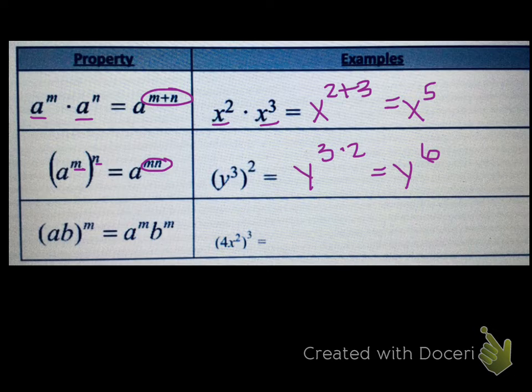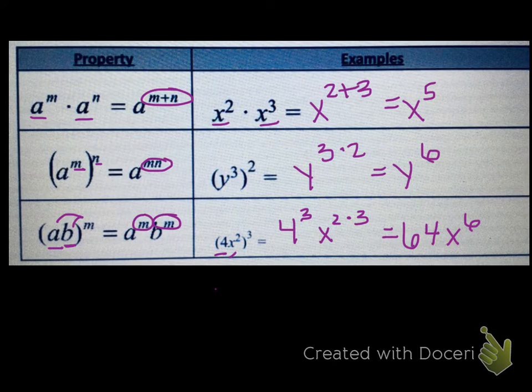And then the third property kind of applies the second property here. Notice I have two different bases, a and b. It could be a number and a variable, or two different variables or two different numbers. If you have that, then you distribute your exponent into each base. Here I have two bases, 4 is a base and x is a base. So this will become 4 to the 3rd power, and then it'll be x squared times the 3, because there was already a 2 in there, so we multiply them. 4 to the 3rd power is 64, and this will become x to the 6th power.